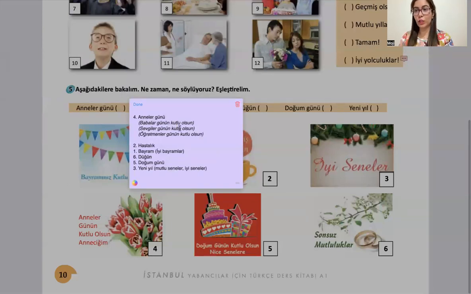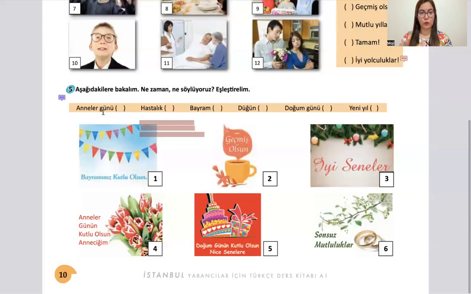We can use this wish, this expression, for other days too. For example, babalar günün kutlu olsun, happy Father's Day. Sevgililer günün kutlu olsun, happy Valentine's Day. This is for Valentine's, happy Lover's Day, actually. Öğretmenler günün kutlu olsun, happy Teacher's Day. As you can see, we can match this one to number 4. Anneler günü, number 4. Anneler günün kutlu olsun anneciğim. Happy Mother's Day to you, my lovely mother.